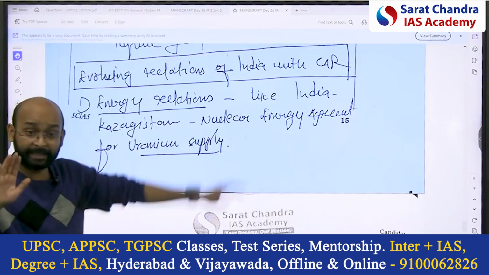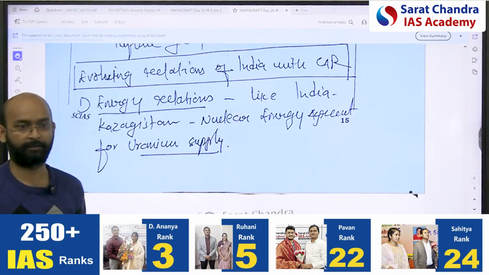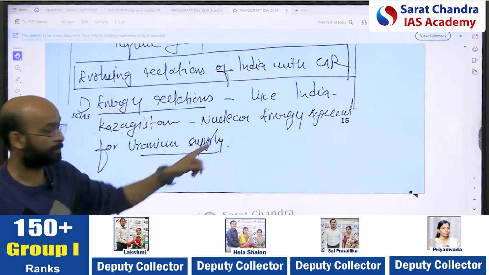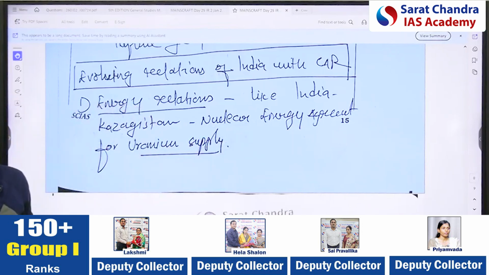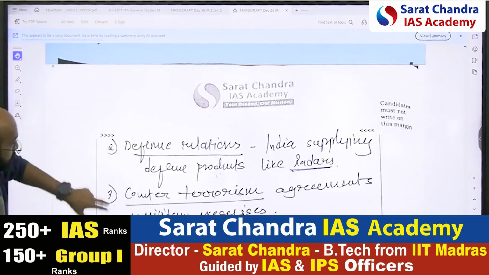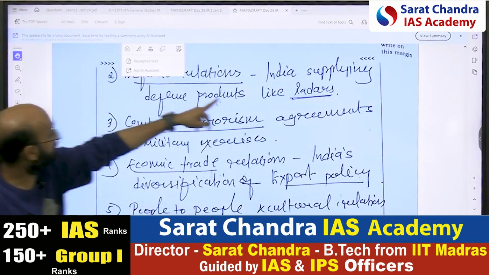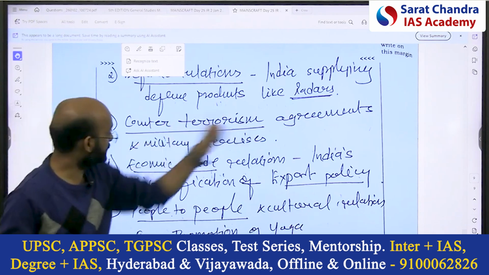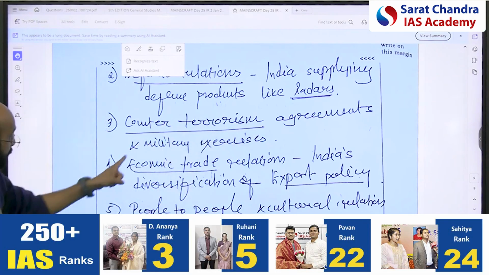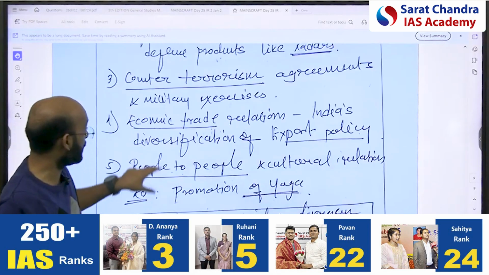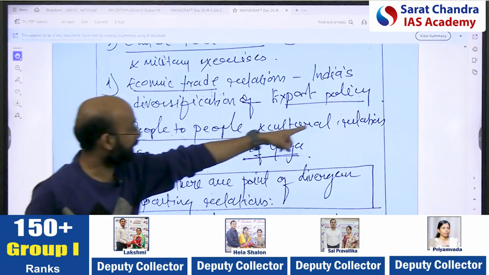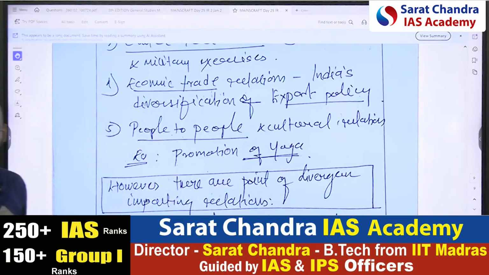Energy relation is the key between India and the Central Asian region. The India-Kazakhstan nuclear energy agreement, like Kazakhstan supplying uranium to India. Defense relations, like India supplying defense products to them. Now we are diversifying. Counter-terrorism agreements and military exercises are happening. Economic trade relations, like India's diversification of export policy. We want to diversify. People-to-people and cultural relations, like the promotion of yoga. So these are the evolving relations.